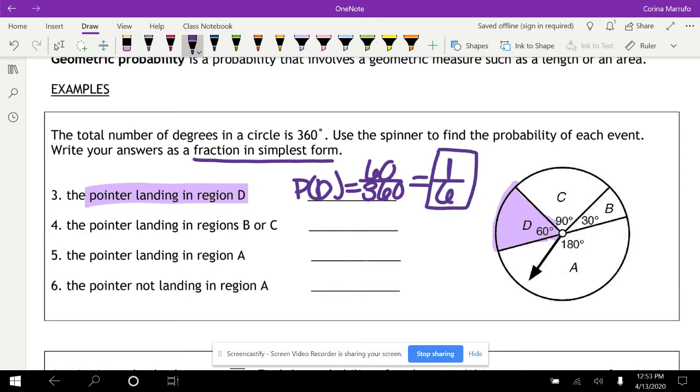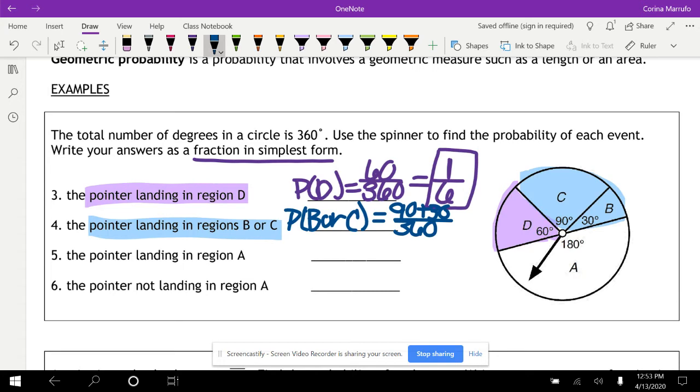All right, the next one says, what is the probability of our pointer landing in B or C? So here is B or C. Okay, that's both of them. So the probability of landing in B or C, that is going to make us add both of them together. So we're going to have to do 90 plus 30 and then divide it by 360. Now 90 plus 30 is 120, and 120 out of 360, if we reduce that, that gives us 1/3.